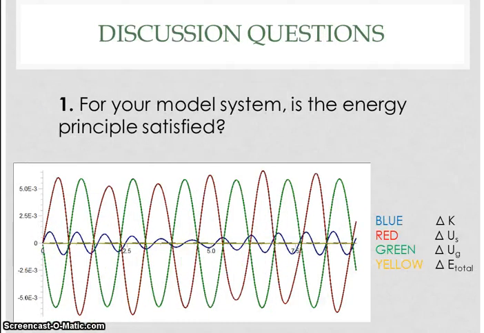So for the discussion questions, for your model system, is the energy principle satisfied? The yellow line, which represents the total energy, proves the energy principle true, since it remains zero and constant. There is never a change in total energy since all energy is conserved.